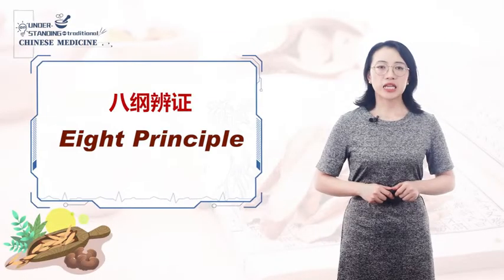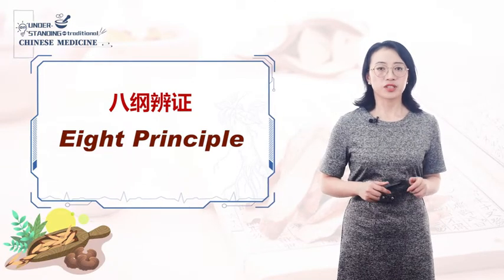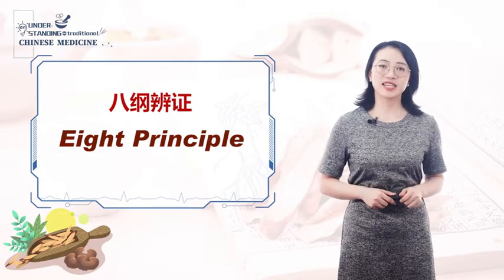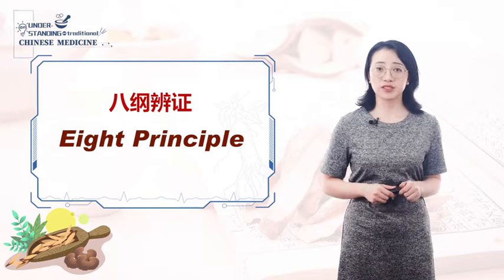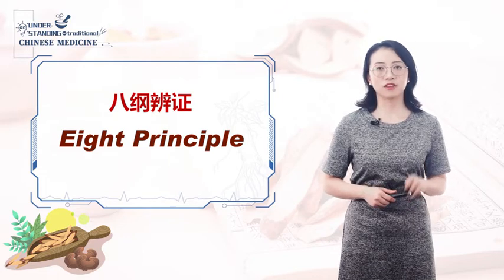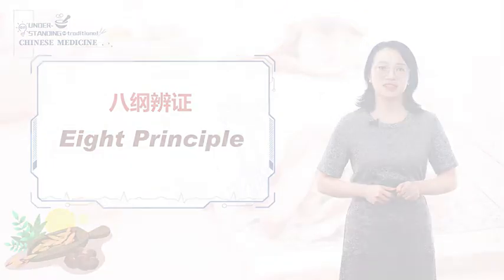The first one, 8 Principles Syndrome Differentiation, is a method which identifies the nature of disease based on the information collected from the 4 diagnostic methods. It differentiates the disease location, like exterior or interior, its nature, like cold or heat, the confrontation level between the healthy qi, 正气, and the pathogenic qi, 邪气, and also the yin or yang category.